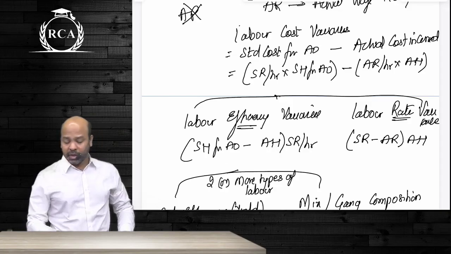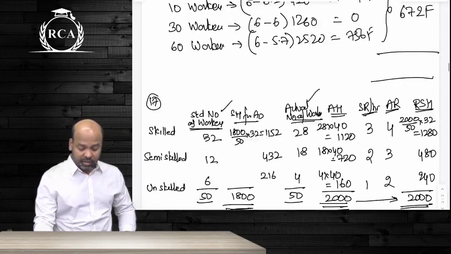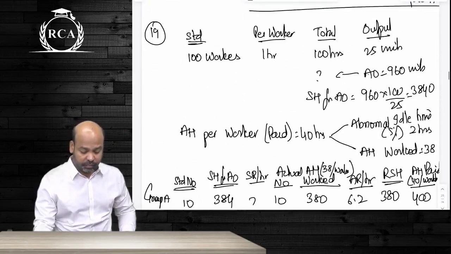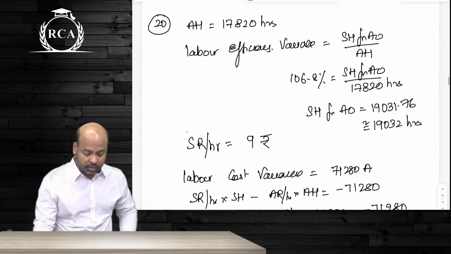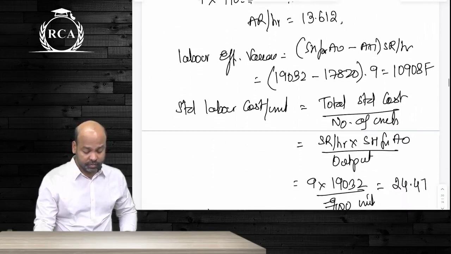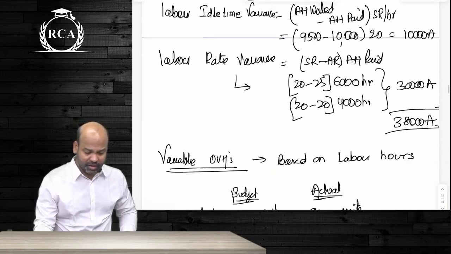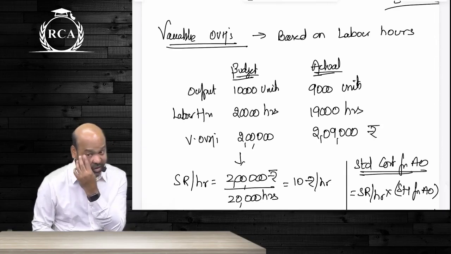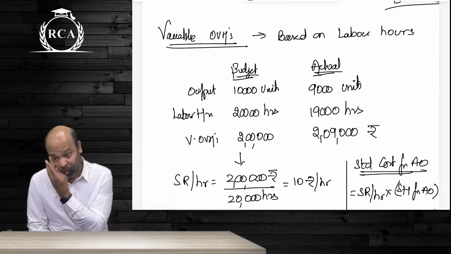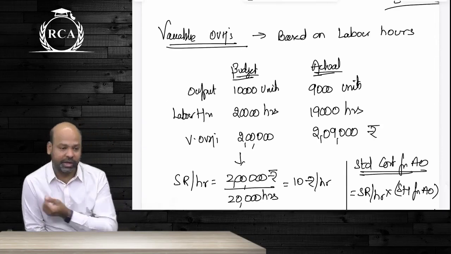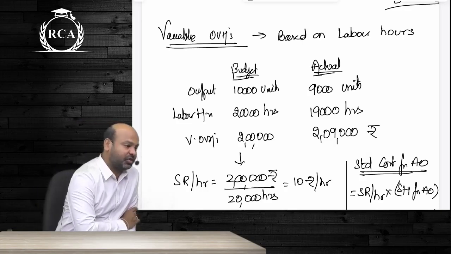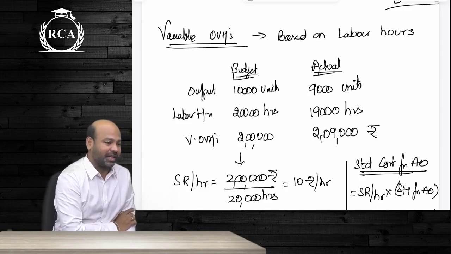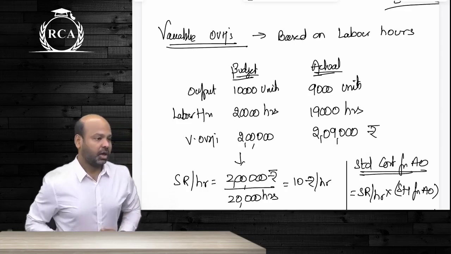Yes. After labor variances, we moved on to variable overhead variances. Variable overhead variances that we have learned are all based on labor hours. So your overall variable overhead variance will still be standard rate into standard hours for actual output minus actual rate into actual hours. That is still standard cost minus actual cost.